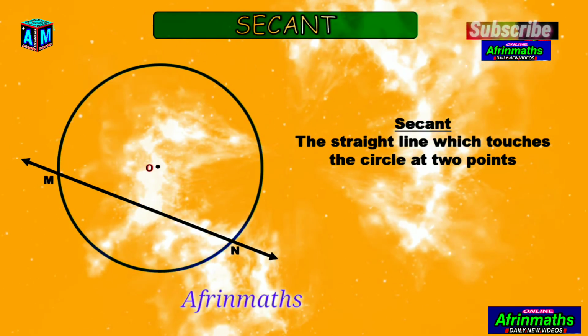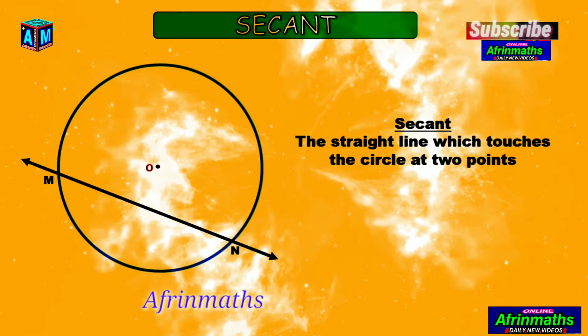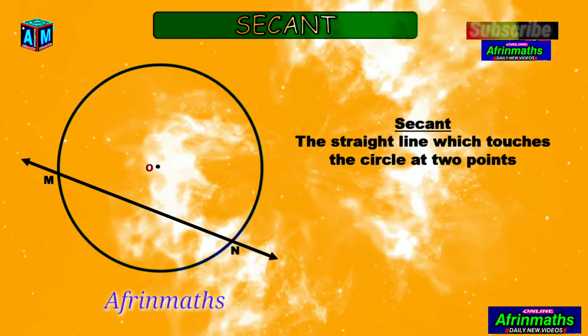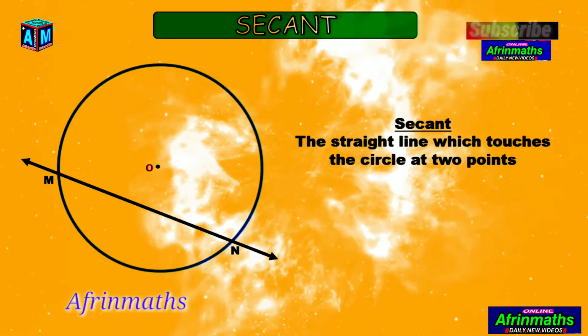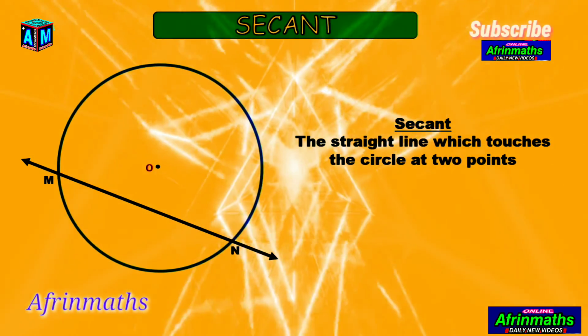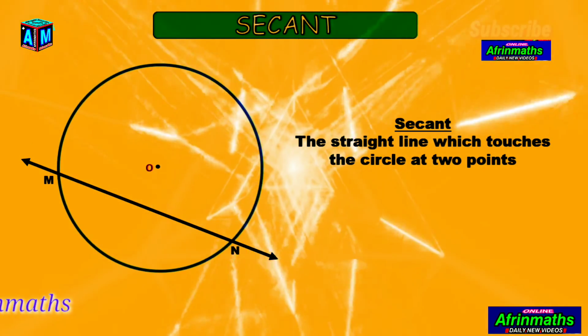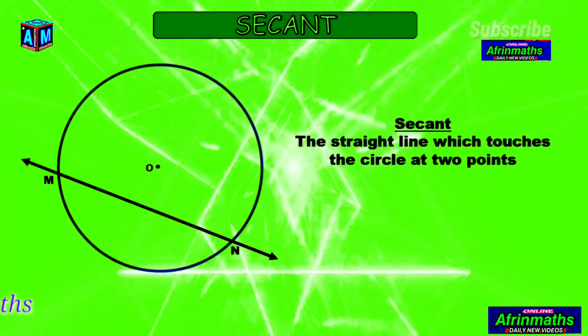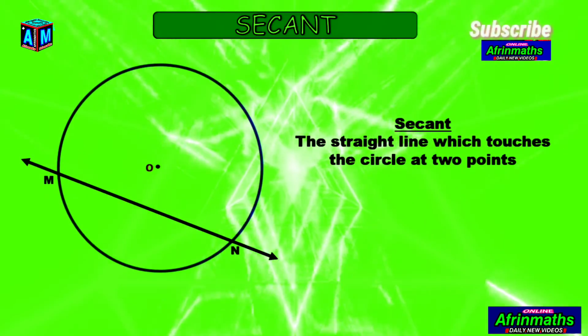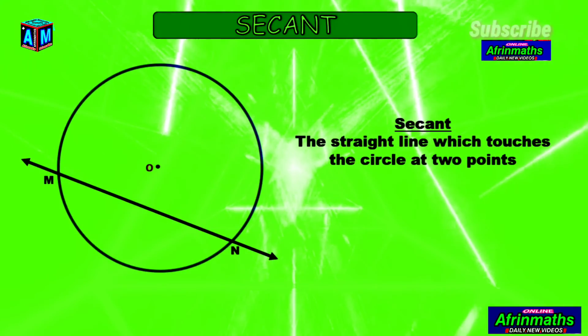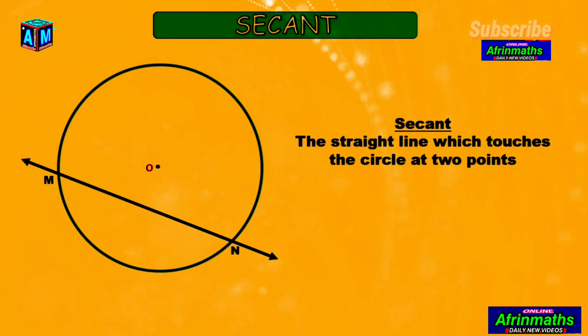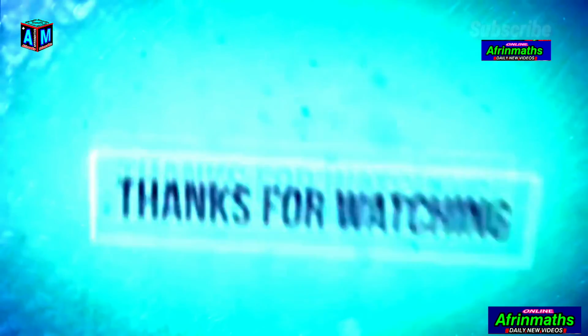Next important property, secant. A secant is a straight line which touches the circle at 2 points. Here, the straight line is touching the circle at 2 points, M and N. Therefore, we call this line a secant. A secant is a line which touches the circle at 2 distinct points. The difference between secant and tangent is that a tangent touches at only one point, while a secant touches at 2 points.